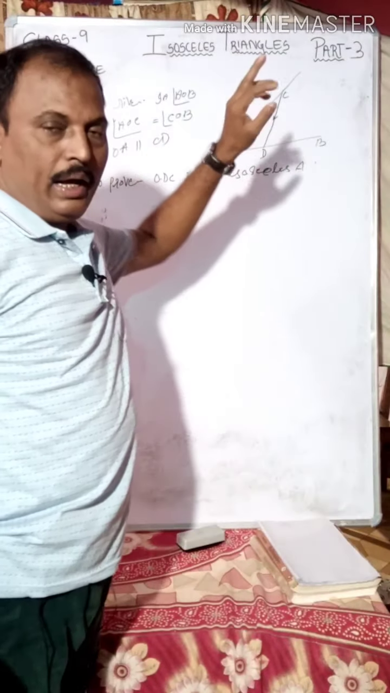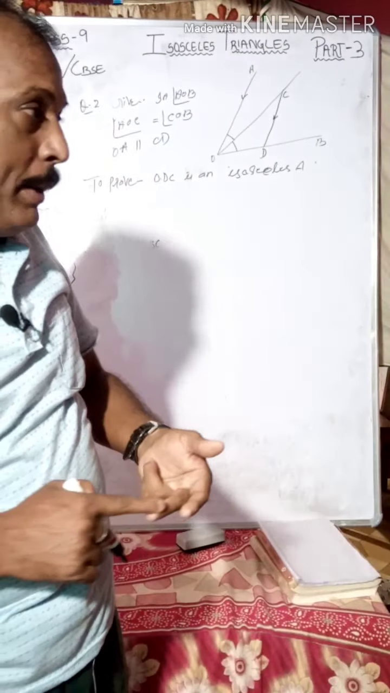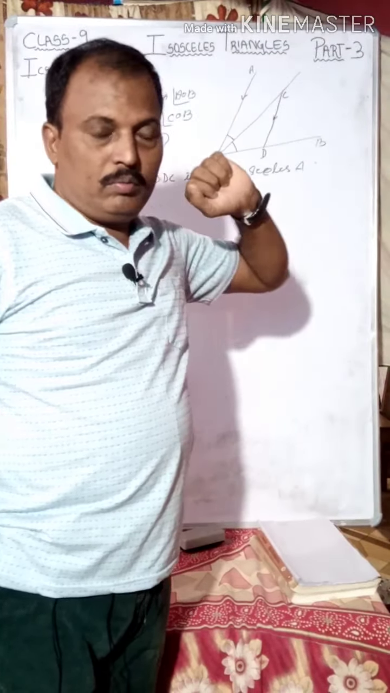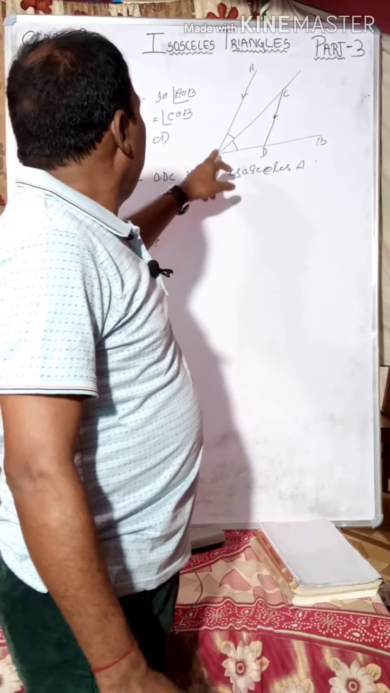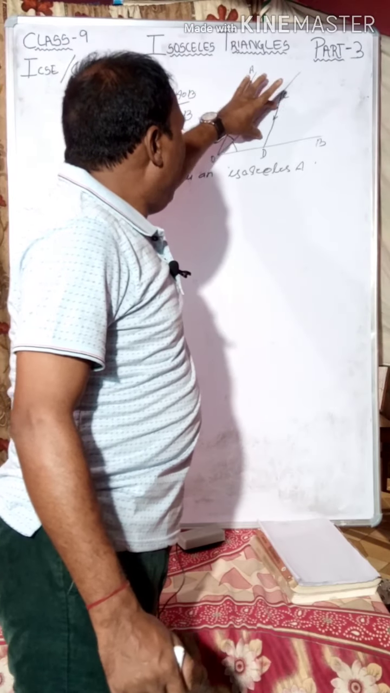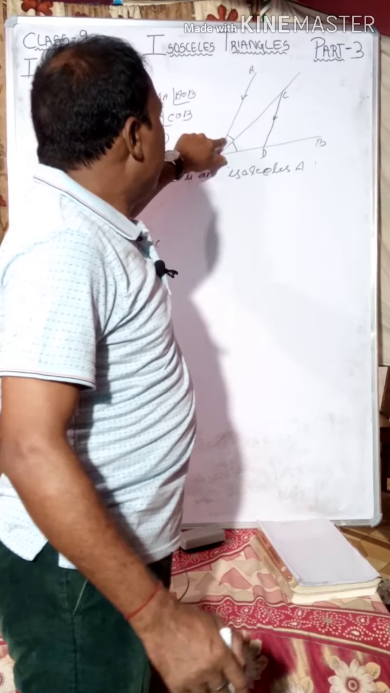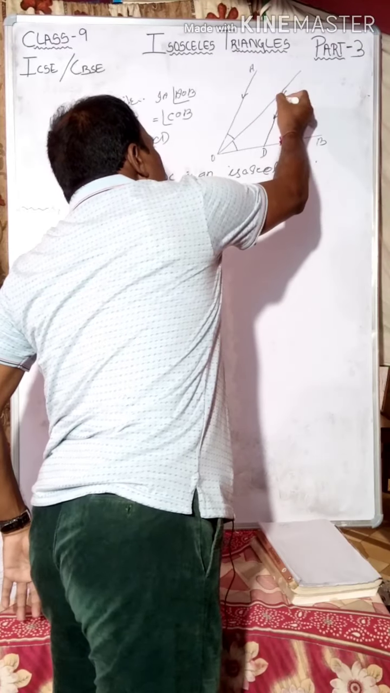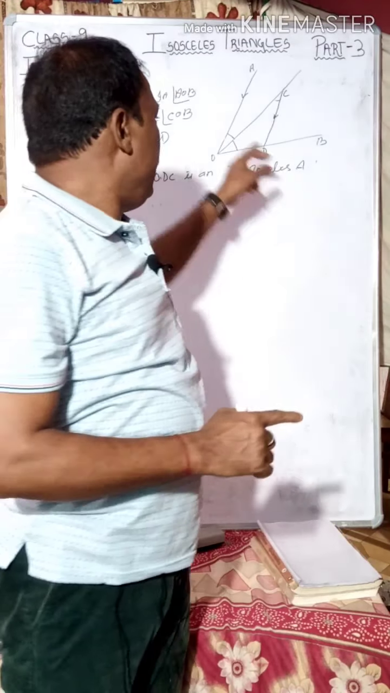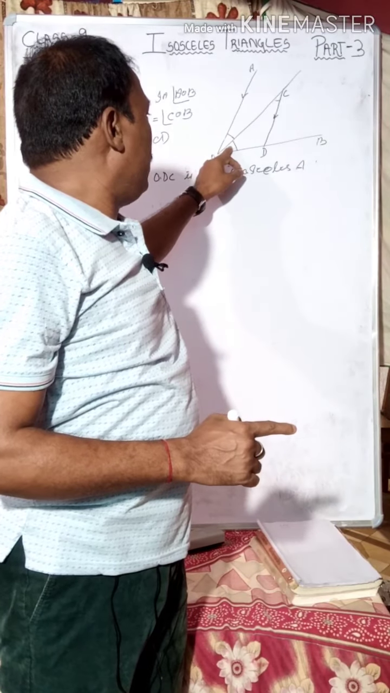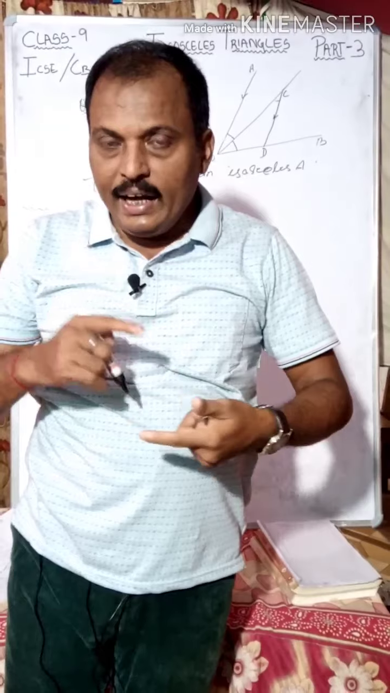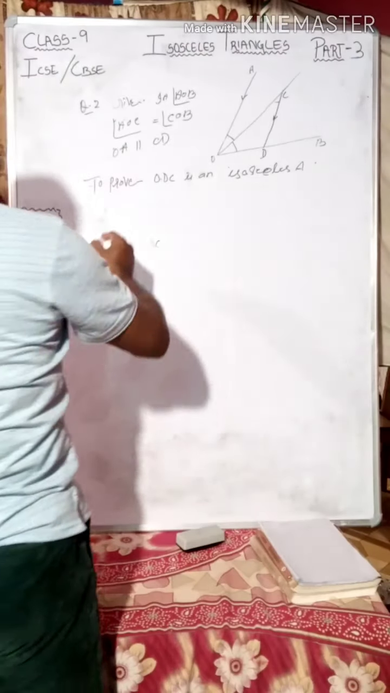I always say that transversal and parallel lines and congruent triangles are important. So OA is parallel to CD, OC is the transversal. This angle is equal to this angle. What kind of angle is that? Alternate interior angles. So this angle is equal to this angle. We can write that in our proof.